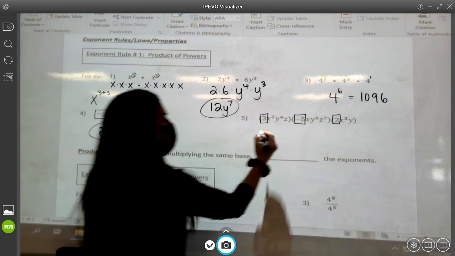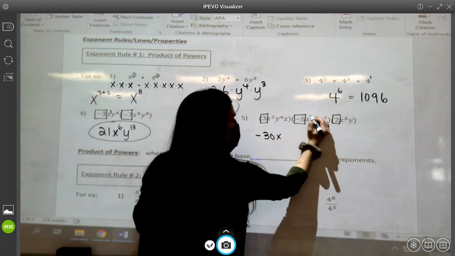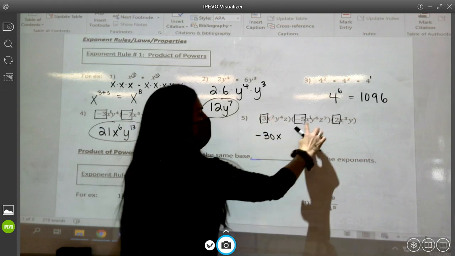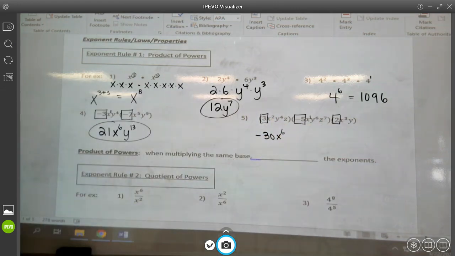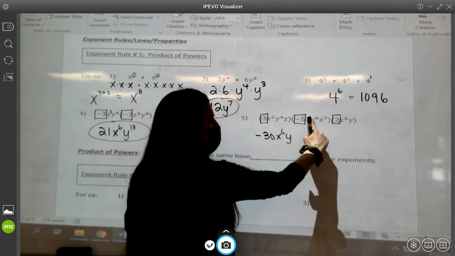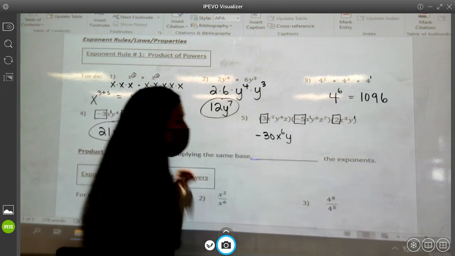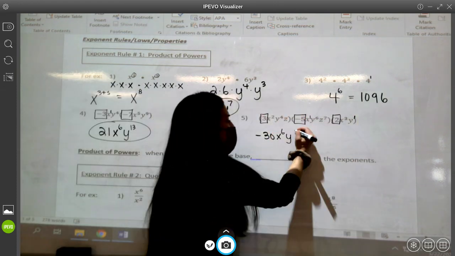Now let's do our x's. It'll be x to the 2nd power, 1st power, and 3rd power. 2 plus 1 plus 3 is 6. X to the 6th. Now let's multiply our y's. Y to the 4th times y to the 6th times y to the 1st. It's going to be y to the 4 plus 6 plus 1, 11.